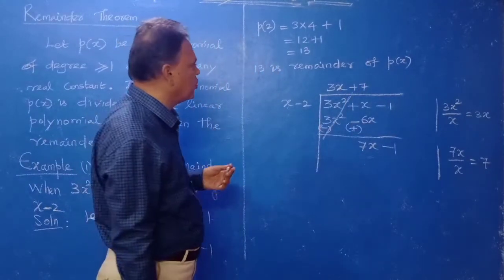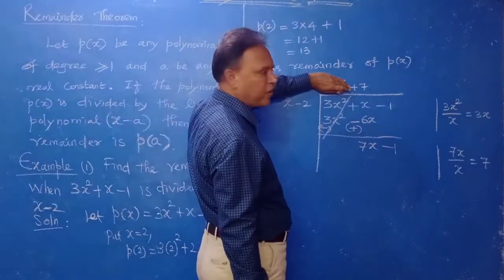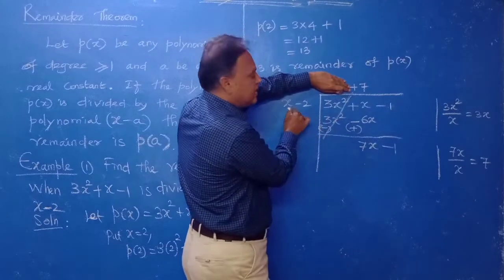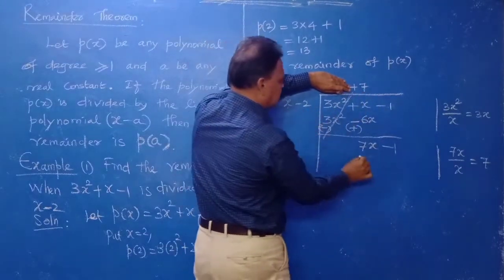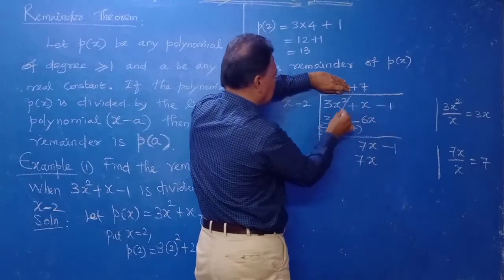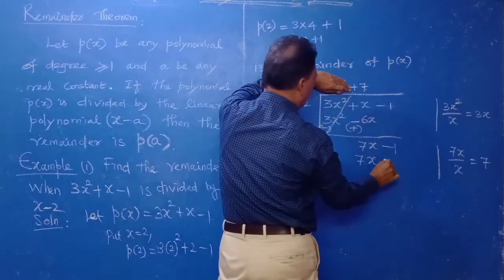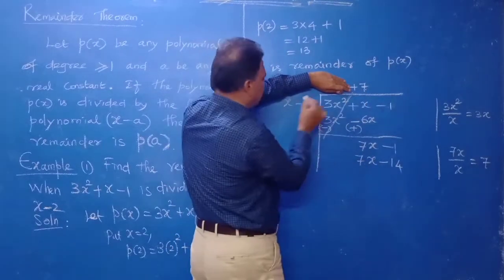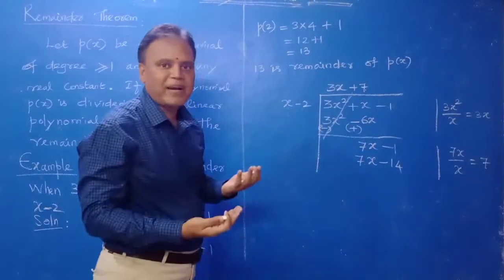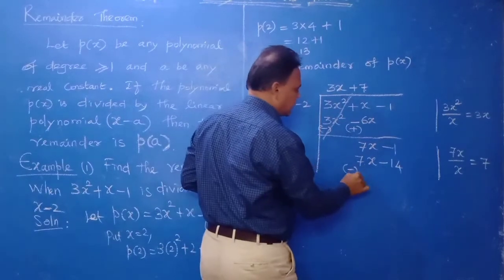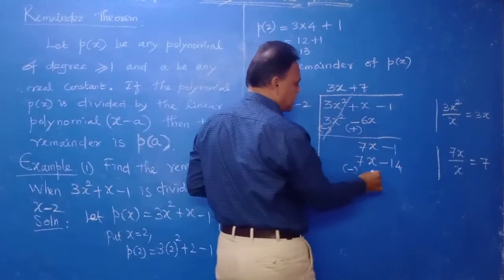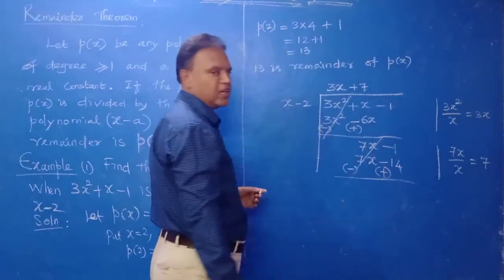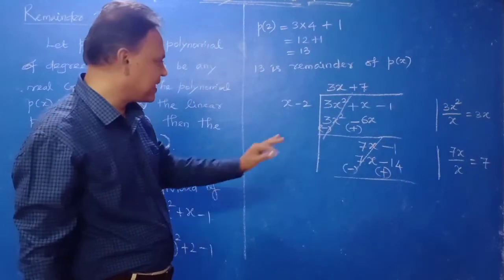Next, this 3x you ignore in the quotient. Now this 7 you have to multiply here. Plus 7 into x is 7x, and plus 7 into minus 2 is minus 14. Just ordinary multiplication. Again subtract, so change the sign. While subtracting, plus means minus, minus means plus. So 7x and 7x get cancelled.